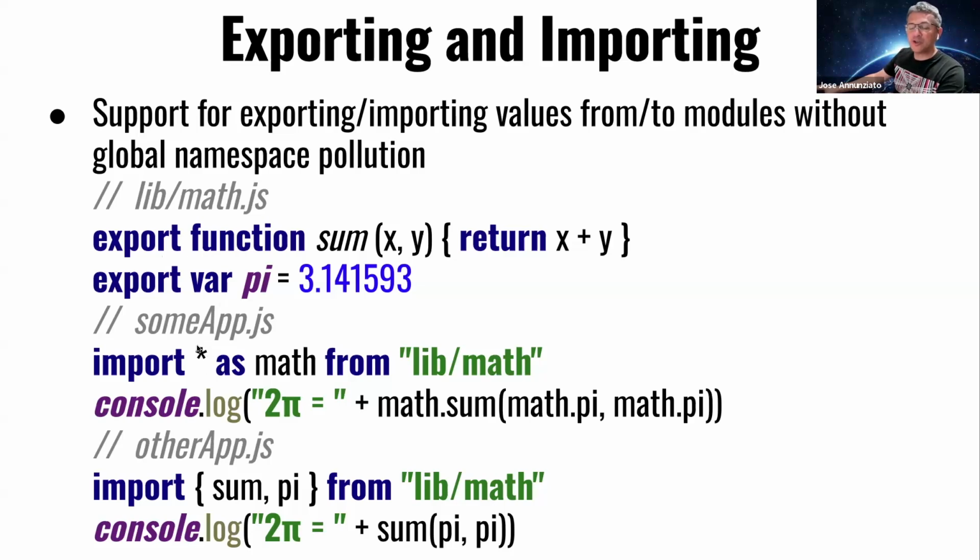And so you could import the whole thing by saying import star as math, and then the name of the file. Then you can give it a name locally, like some app.js can import and give it a name, and then you can use the dot notation to access each one of the items within that library, that file, okay? And so math becomes basically an object that contains all the functions and variables that are exported by that other file. Okay.